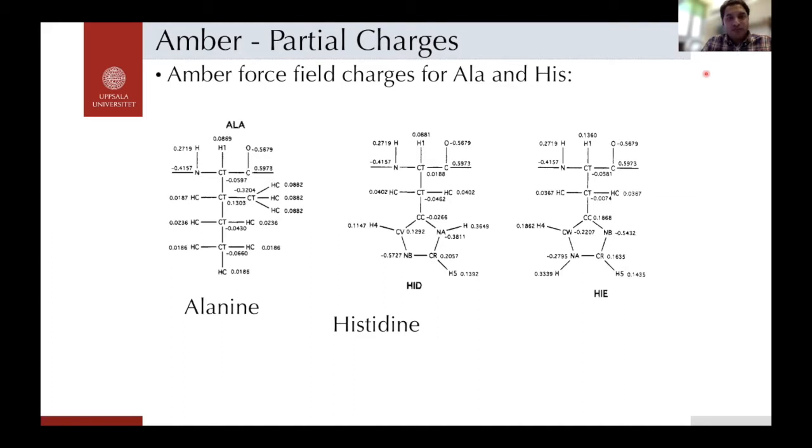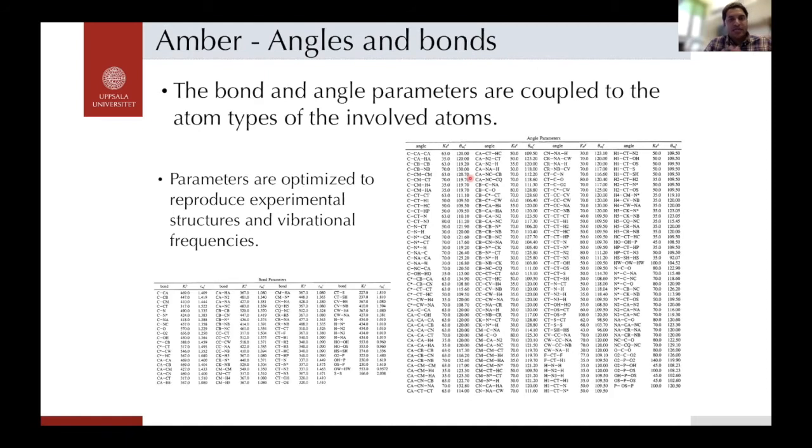So once you define the partial charges, here you can also see that alanine is in one state and histidine in two different states. For these two different states, the overall charge distribution on the different atoms can be slightly different. Once you define the partial charges, another thing to go through is these angles and bonds.